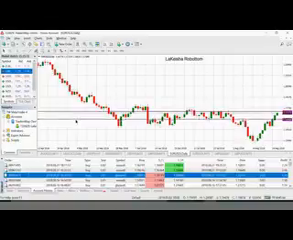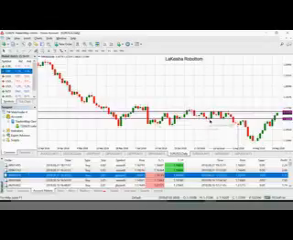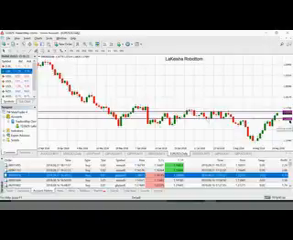I am going to also look for the same below price action, and I have some great connections right here as well. 1, 2, 3, 4, 5, 6, 7, 8, 9, 10. So a very strong line of connection here.